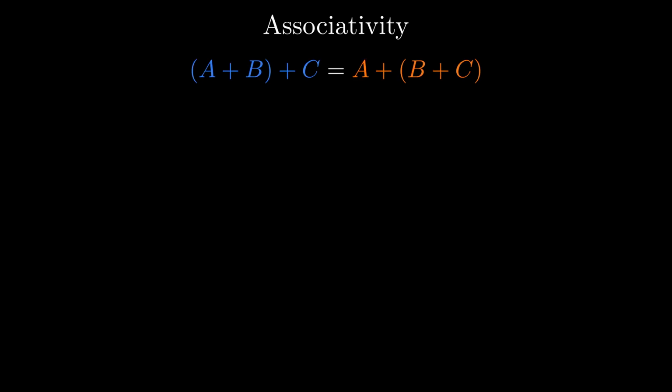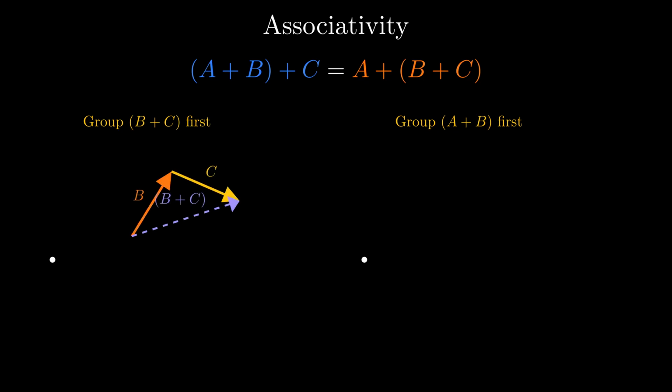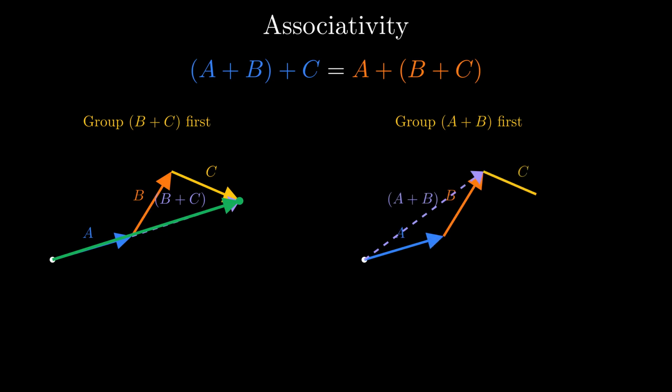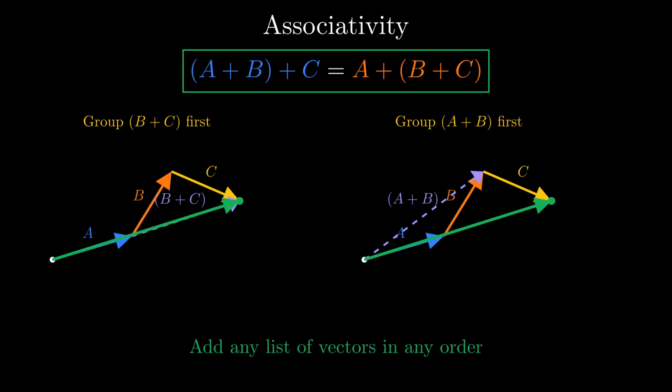Second, associativity. When adding three vectors, it doesn't matter which two you combine first. The sum A plus B, then plus C, equals A plus the sum B plus C. Check it with two constructions. In the first, add B and C to get an intermediate vector, then add A to that result. In the second, add A and B first, then add C. Chain all three arrows head to tail, and the final endpoint is identical either way. The grouping changes the intermediate arrows you draw, but never the final vector. Together, commutativity and associativity mean you can add any list of vectors in any order.